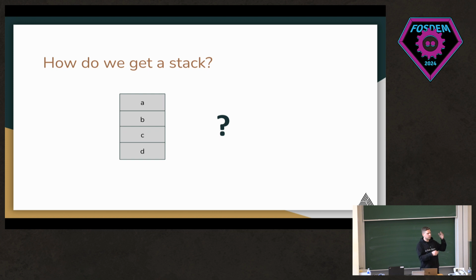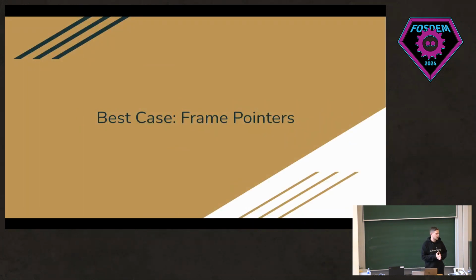So how do we get to these stack traces, right? Like how can we see these stacks that we then get all the memory addresses for, and then we can nicely format them using the function names, for example, in the icicle graphs. So the best case, and that's kind of the whole point of the talk, right, are frame pointers.